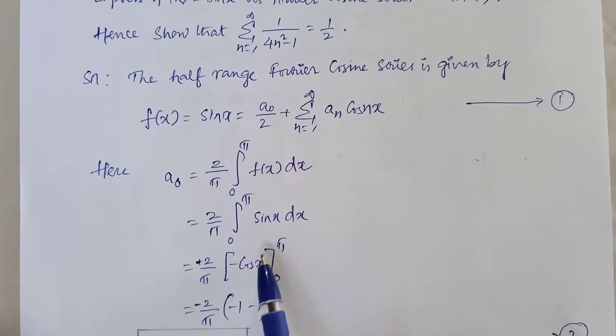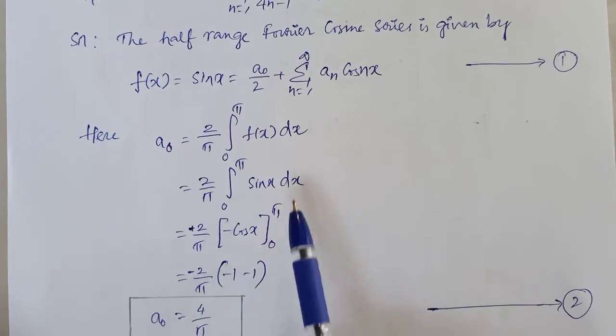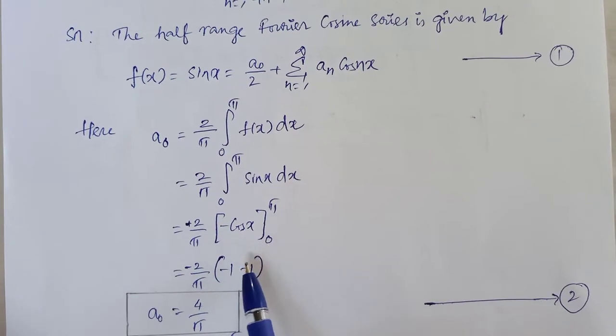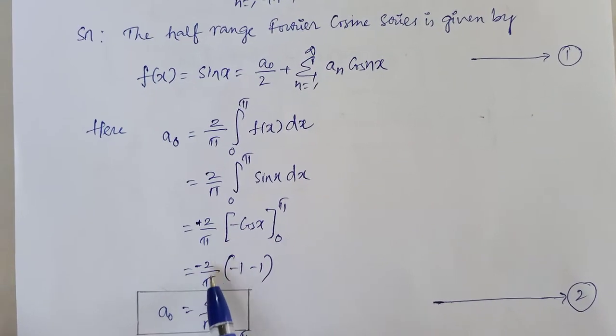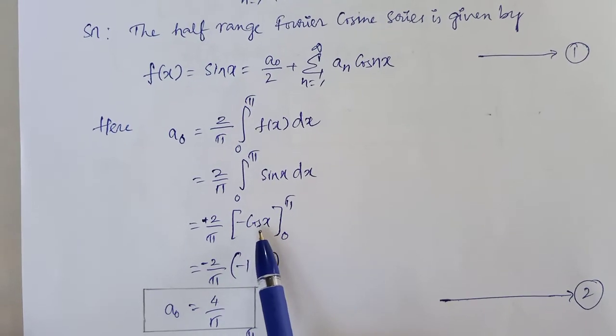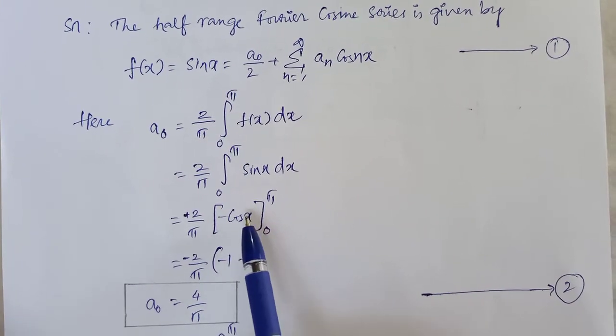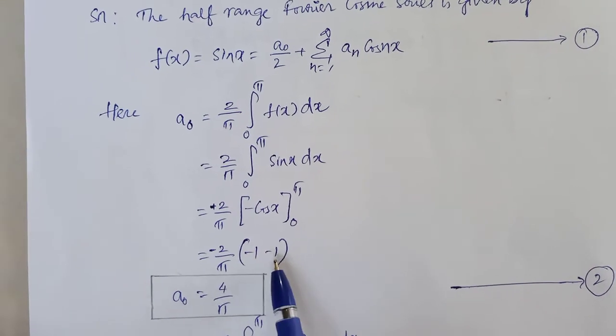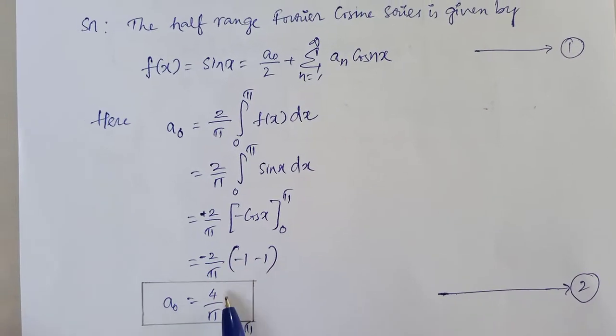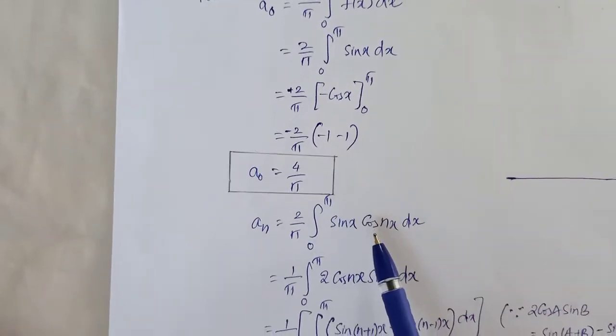Now what is the integral of sin x? Minus cos x. Now I apply the upper and lower limits. Taking the minus common outside, it is minus 2 by pi times (cos pi minus cos 0). Cos pi is minus 1 and, for the lower limit, cos 0 is 1. So minus 2 by pi times minus 2 gives 4 by pi. Here we got a naught equal to 4 by pi.